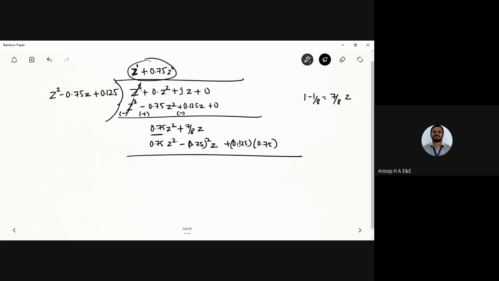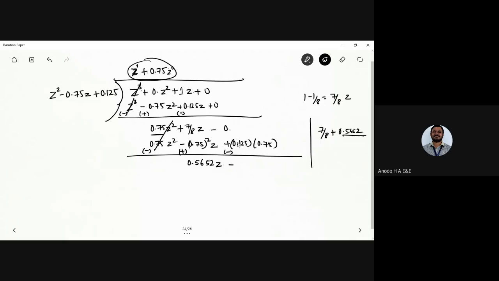So what do I do here? Next I change the sign. So this is plus and this is again minus. So these two terms get cancelled over here. What am I going to be left with? I am left with 7 by 8 plus, what is 0.75 whole squared? 0.5625. Exactly. Good. So 0.5625 z. What is this one?